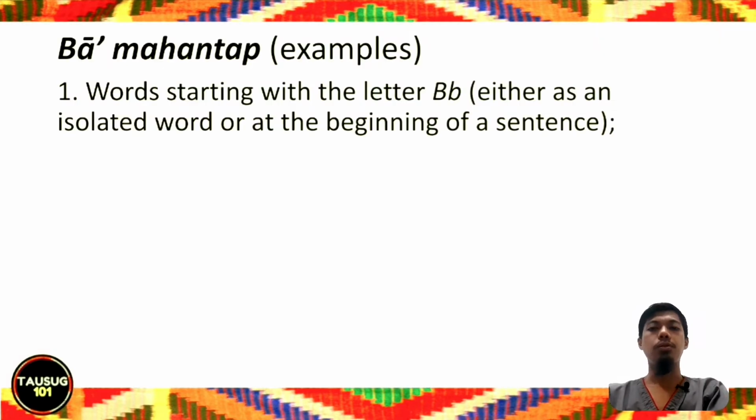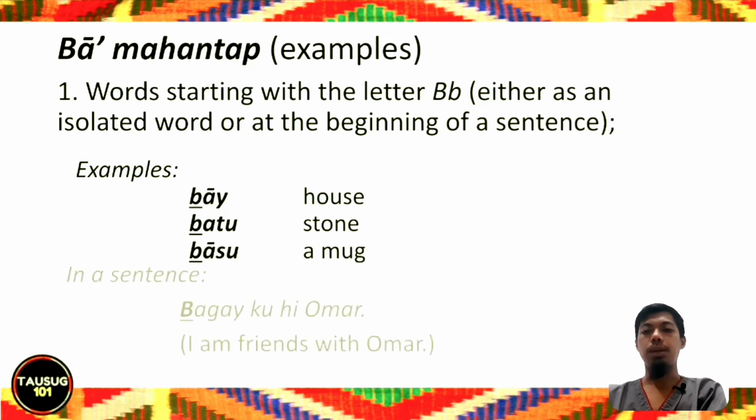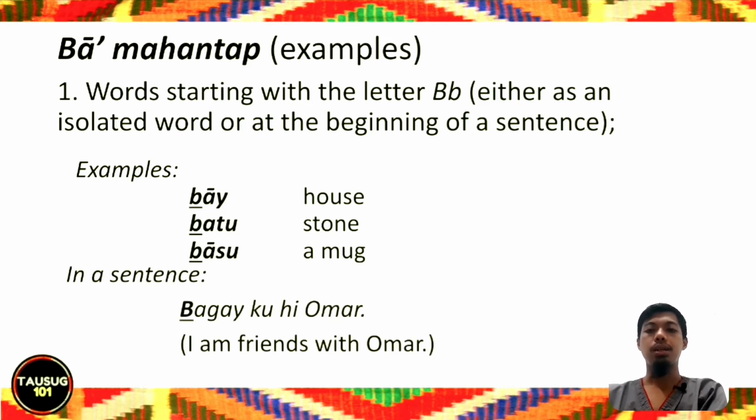Let's have an example for the first group. Words starting with letter Bā, either at the beginning of the sentence or as an isolated word. Examples here, we already have this. Bai, Batu, Basu. As you can see, the letter Bā is pronounced clearly. In a sentence, example here, Bagay ko hi Omar.